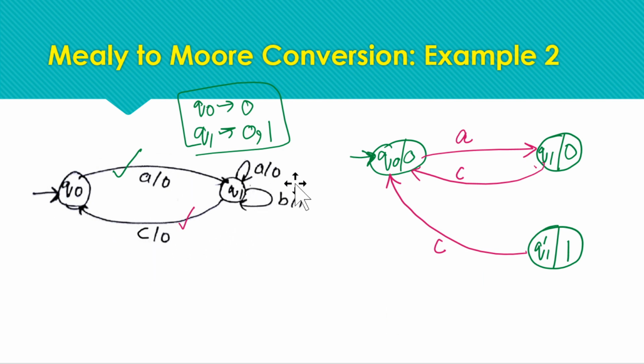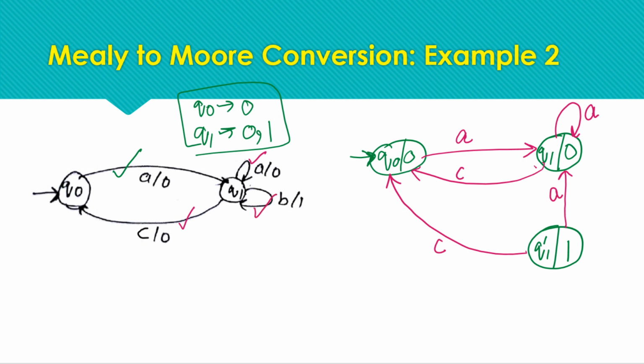Now coming to these self loops, let's consider the self loop of A first. From Q1, for the self loop of A we are getting the output 0. So we will be having the self loop of A with Q1 where we are getting 0 as output. Now from another state, just make a transition for input symbol A to Q1 for output symbol 0.